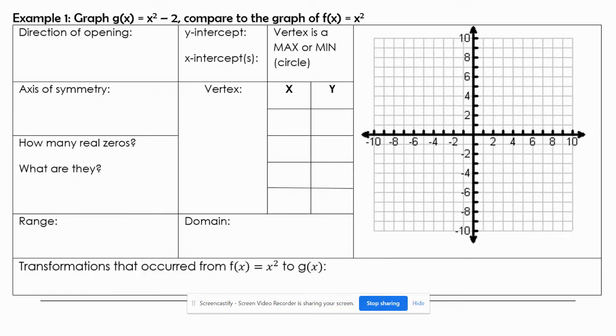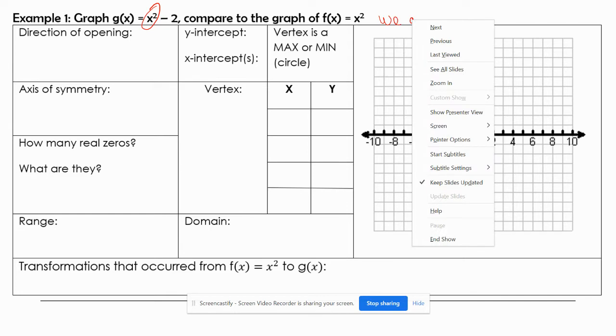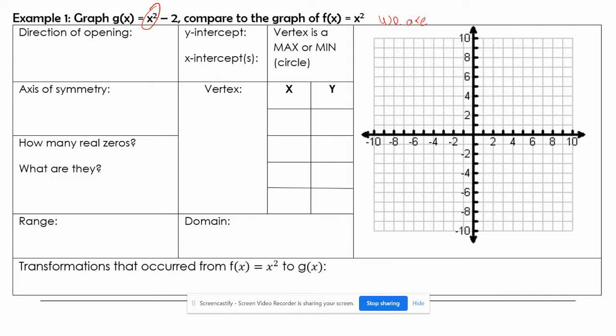Our first example, we have x squared minus 2. Comparing it to the x squared. So the x squared is our parent function and the minus 2 is what's happening to our graph. To find out our new coordinates, we are subtracting 2 from our y values on our table.